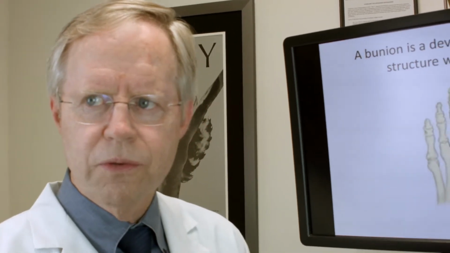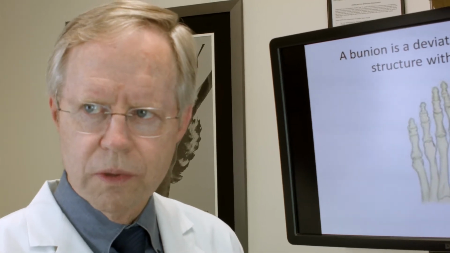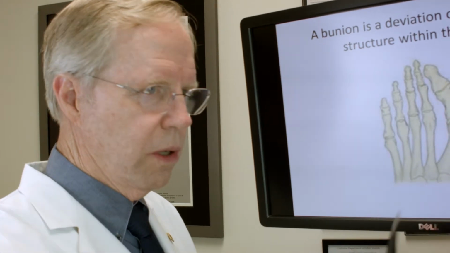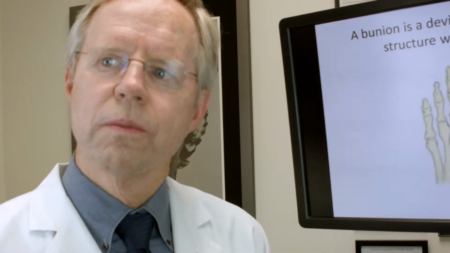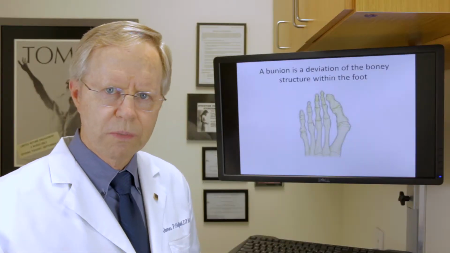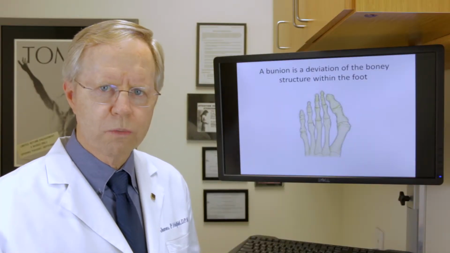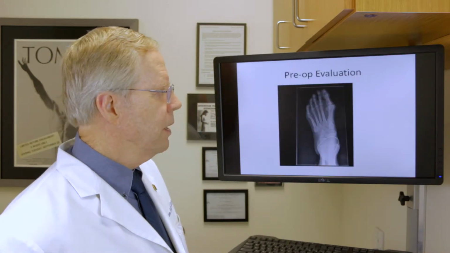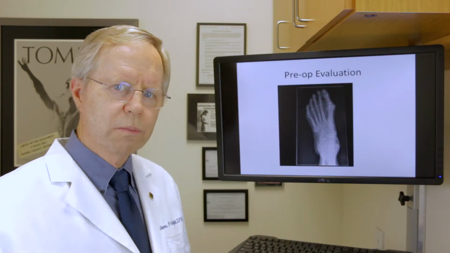So when we evaluate a bunion deformity, we have to do a number of things both clinically and with the x-rays. Clinically, we evaluate the joint. We take it through its range of motion to determine if there's any arthritis or pain within the joint. We want to look for the flexibility of the foot at its very joints. We watch people walk, and then we take an x-ray of the foot, and this is what we would see in a person with a bunion.